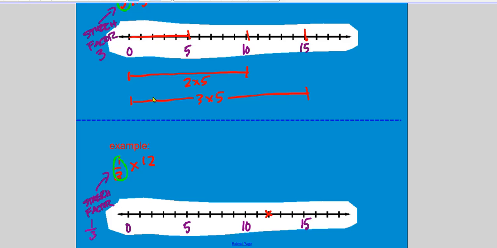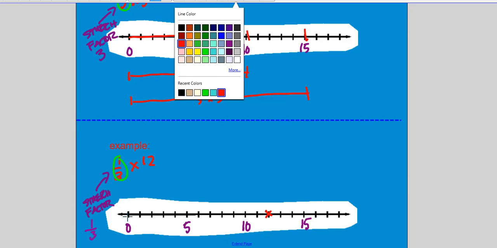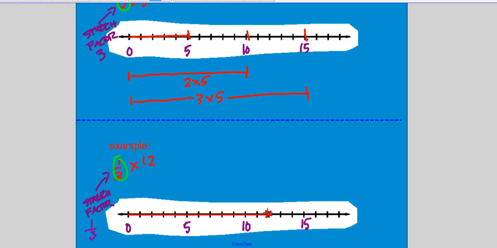So if we think of 12 as a length here, let's use a color we can see. If I take 1/3 of 12, I'm shrinking it by a factor of 3. So I can break 12 up into 3 parts. Okay, so that's 4, that's going to be 8, and this is 12. So if I'm shrinking it to 1/3 its original size, it's going to be right here. This is 1/3 of 12.